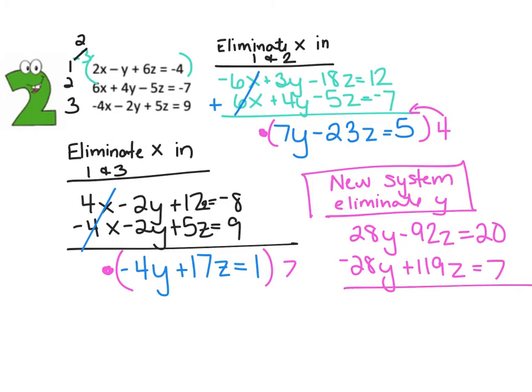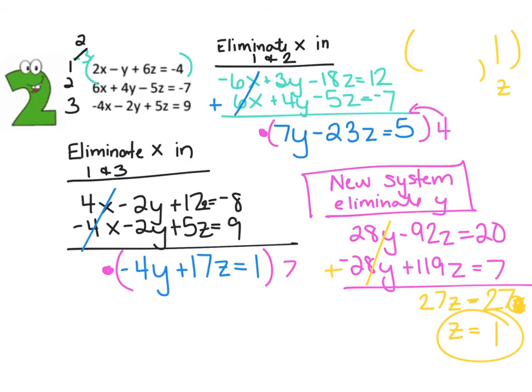And I'm going to stack and add. My y's are eliminated, and -92 plus 119 is 27z equals 27. Those numbers were getting ugly. For a second I thought, oops, not z. I thought maybe I had a mistake. Divide both sides by 27, and I get z equals 1. So my ordered triple xyz would have, there's my z.